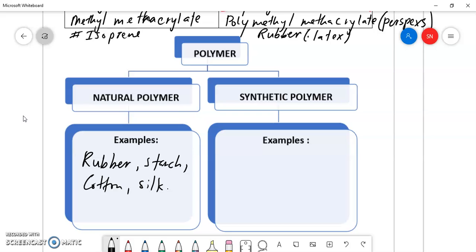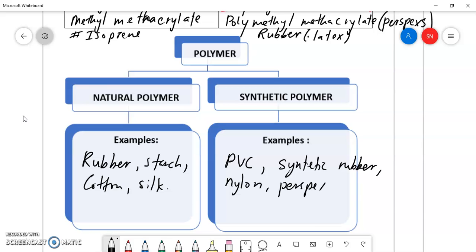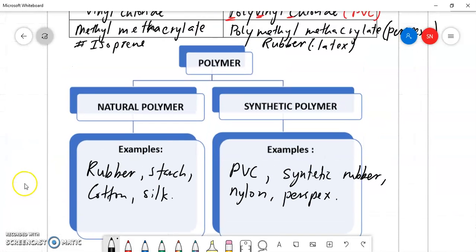Now, synthetic polymer examples: PVC, as we talked about just now, polyvinyl chloride. Synthetic rubber, nylon, and also perspex. So these are all examples of natural polymers and also synthetic polymers.